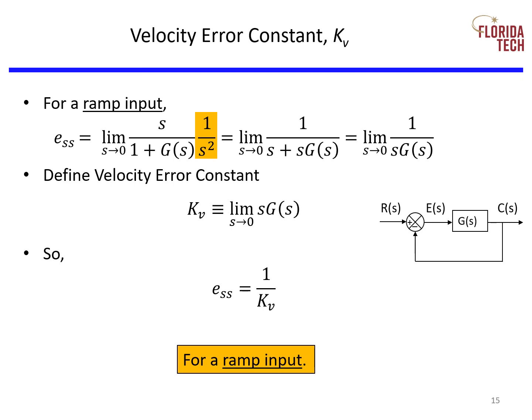For ramp inputs, we'll define the second error constant. Plugging 1 over s squared for the ramp input into the equation results in a limit as s goes to 0 of 1 over s times G. We'll define the velocity error constant as the limit as s goes to 0 of s times G of s. Therefore, steady state error becomes 1 over Kv for the ramp input.